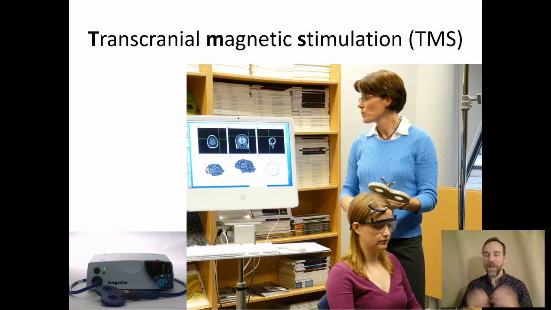But here, a magnetic field will go right through the skull. Magnetic fields don't care about bone, so we can get right to the brain. Now, a changing magnetic field, so it gets produced and disappears, will cause whatever neuron it hits to fire. It will cause an action potential.